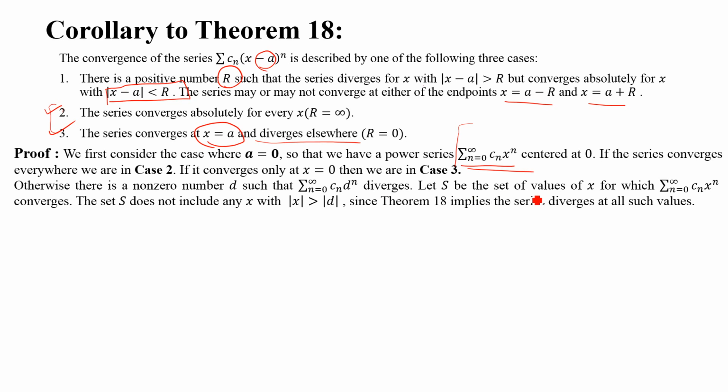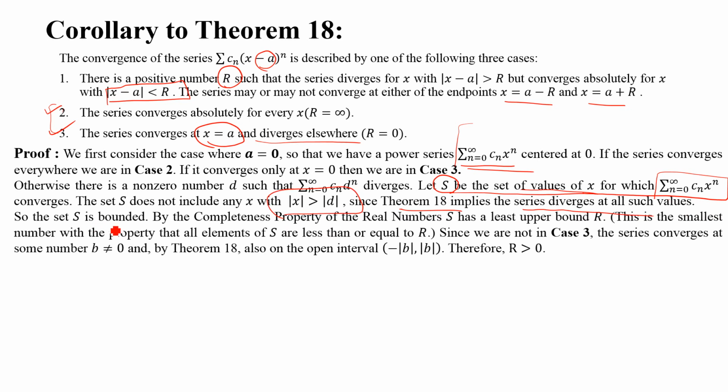Let S be the set of values x for which sigma c_n x^n converges. So we have a set S where this series is convergent. The set S does not include any x with |x| greater than |d|. From the previous theorem we have already learnt this. So from the previous theorem, that is theorem number 8, the series will diverge at all such values.